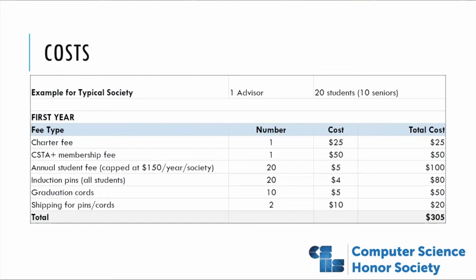The induction pins are $4, the cords are $5, and then the shipping is $10. So that's a rough breakdown of how much it would cost. It's very inexpensive, and again, that $25 is a one-time fee.